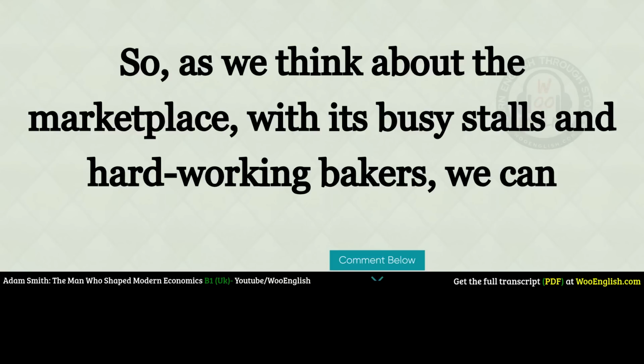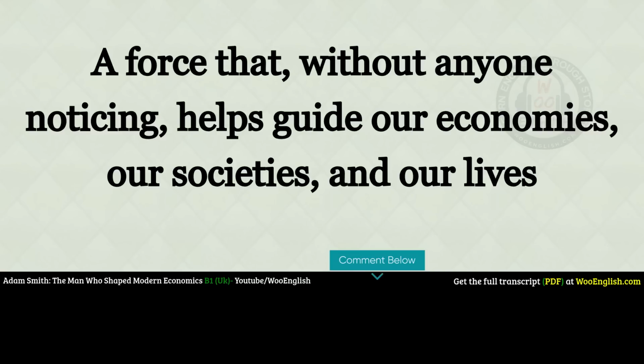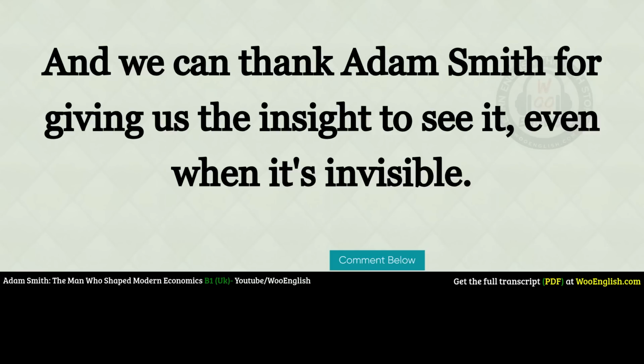So, as we think about the marketplace, with its busy stalls and hard-working bakers, we can remember the invisible hand, a force that, without anyone noticing, helps guide our economies, our societies, and our lives toward prosperity. And we can thank Adam Smith for giving us the insight to see it, even when it's invisible.